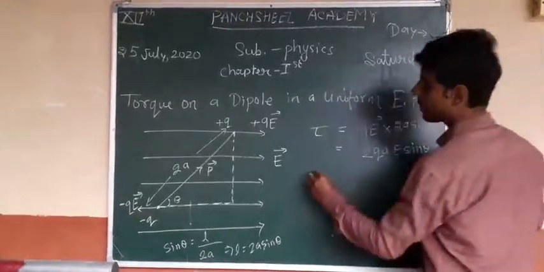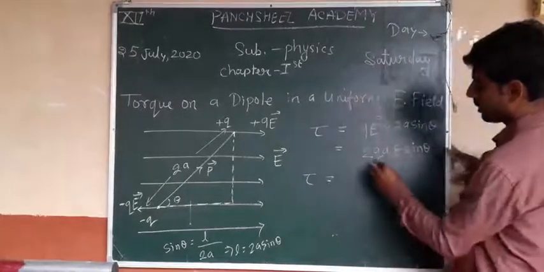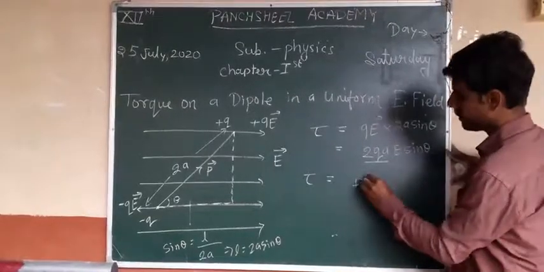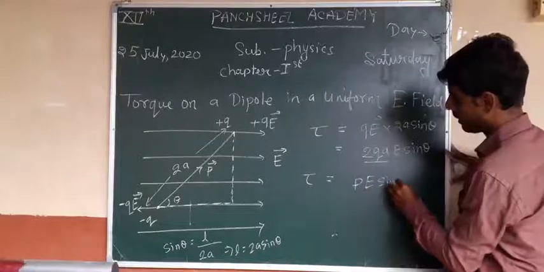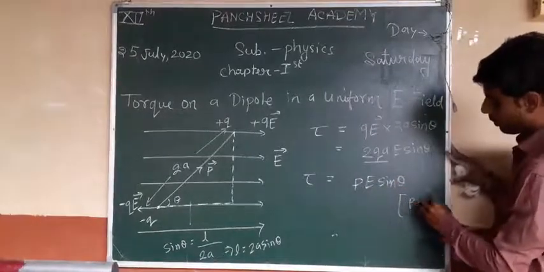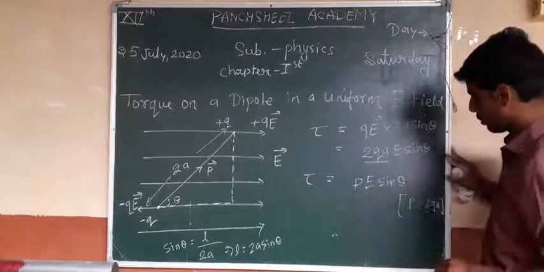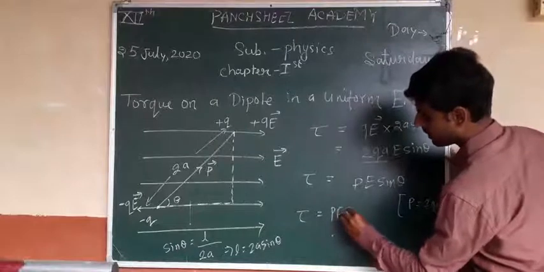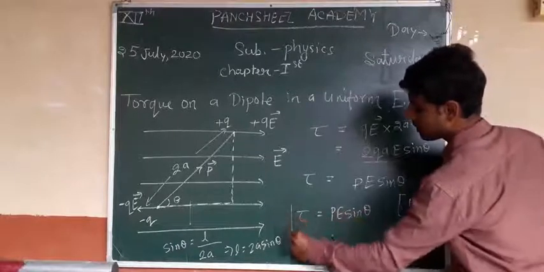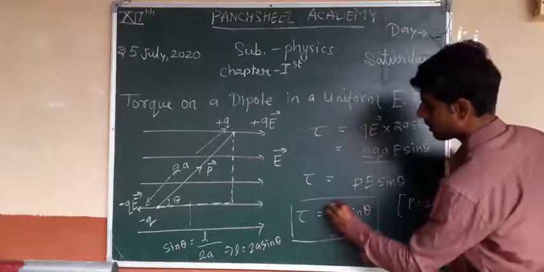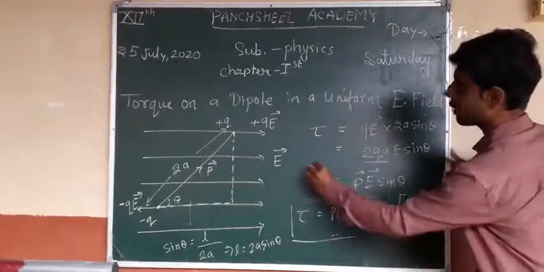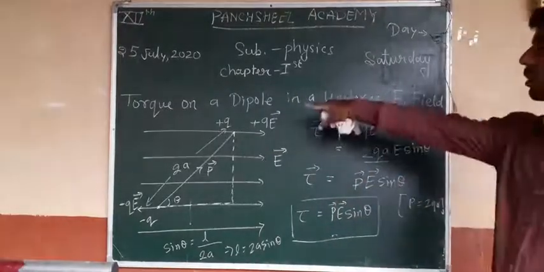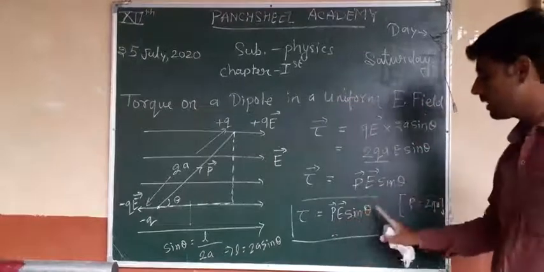If we simplify it, tau equals what? What is the value of 2QA? This is P, and this is E and sine theta, because P equals 2QA, the electric dipole moment. So tau equals PE sine theta. This is the value of electric torque due to dipole. Electric torque, or torque on dipole in a uniform electric field, is PE sine theta.